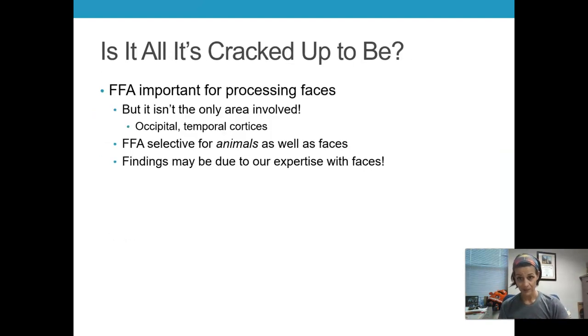of objects. But is the fusiform gyrus specifically a face processing area? Well, it does seem to be important, but it's not the only area that processes faces. Areas in the occipital lobe and the temporal lobe process faces as well. Researchers have also found that the fusiform gyrus may be selective for animals as well as faces. And some people have even suggested that it is because of our expertise with faces that the fusiform gyrus is activated. That it's an expertise area rather than a face area.